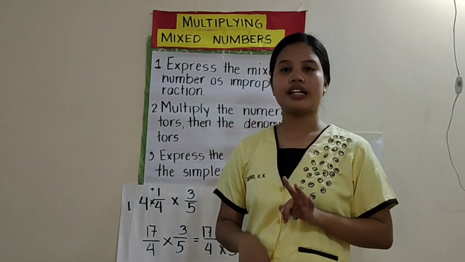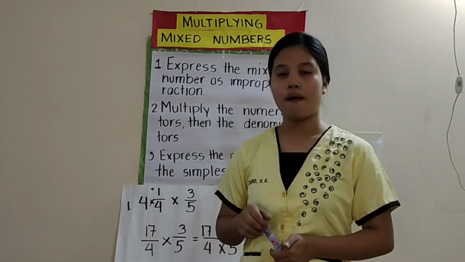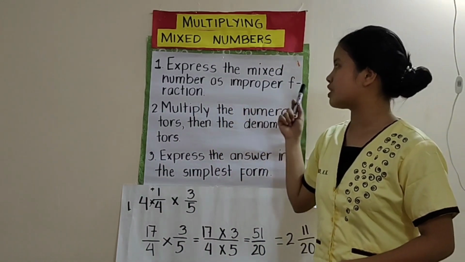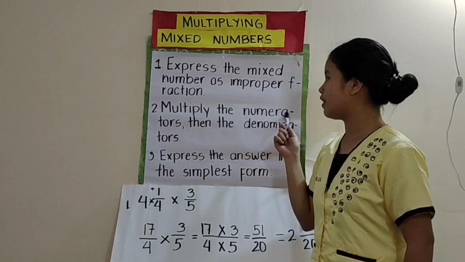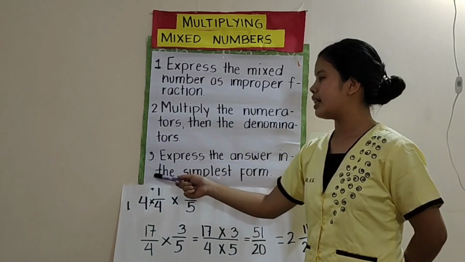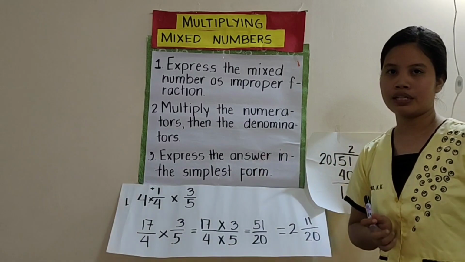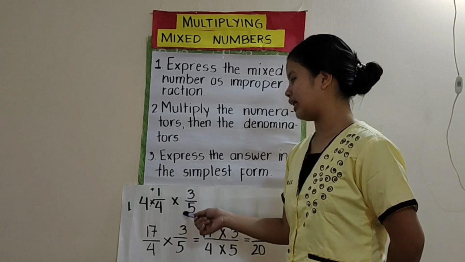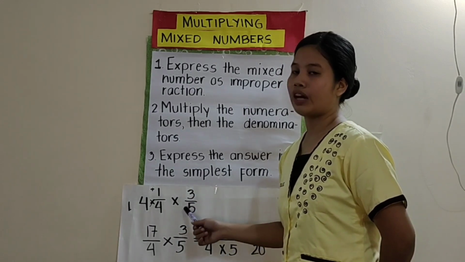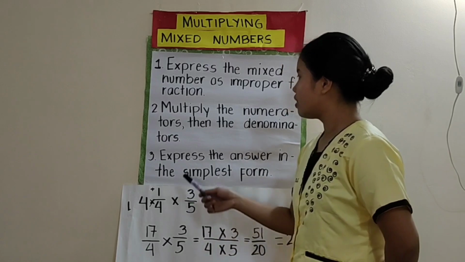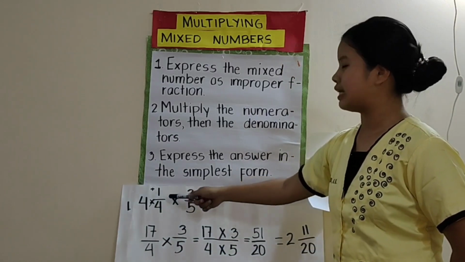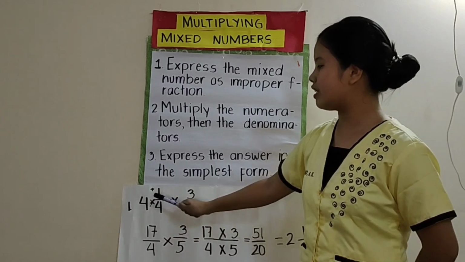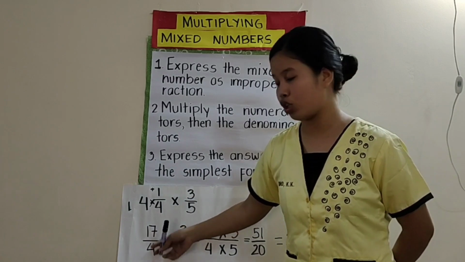So we will proceed to the third and last one, which is to multiply a fraction by a mixed number. So we have here the steps. Express the mixed number as an improper fraction, multiply the numerators then the denominators, then express the answer in the simplest form. So we have here 4 and 1/4 times 3/5. Now, 4 and 1/4 is our mixed number. So we will be expressing this one into an improper fraction.